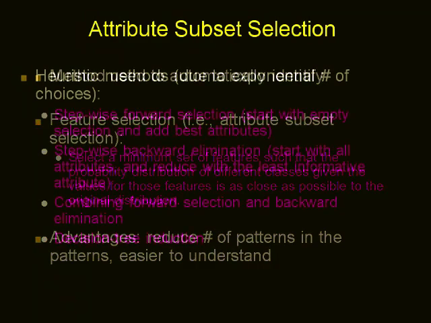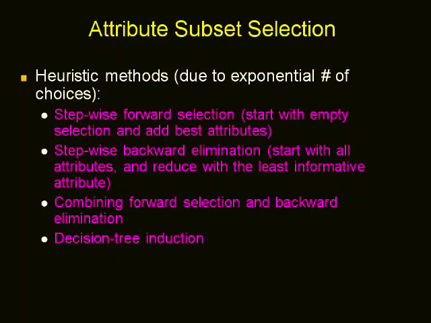of attributes. The different kinds of heuristic methods for solving the attribute subset selection problem are stepwise forward selection, stepwise backward elimination, combining of forward selection and backward elimination, and decision tree induction. These methods are useful for determining the optimal number of attributes, which we call features.